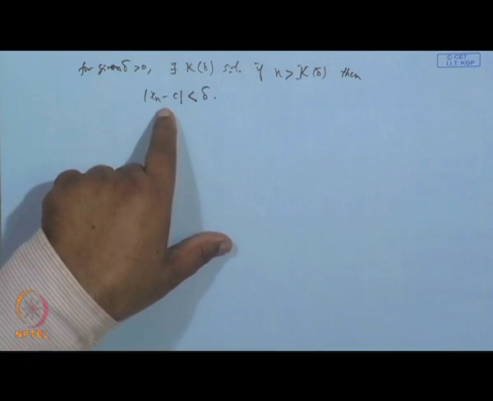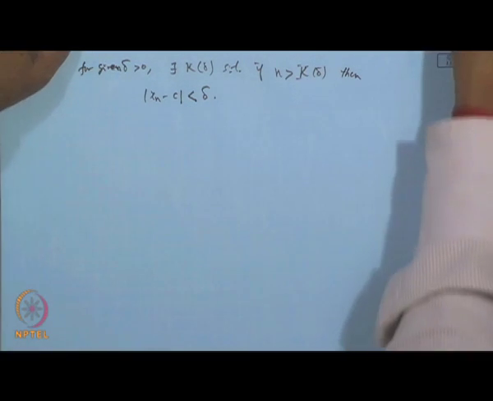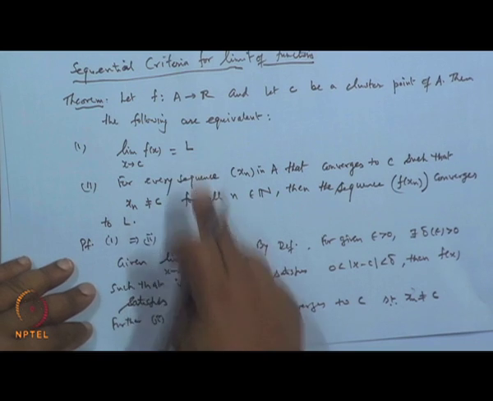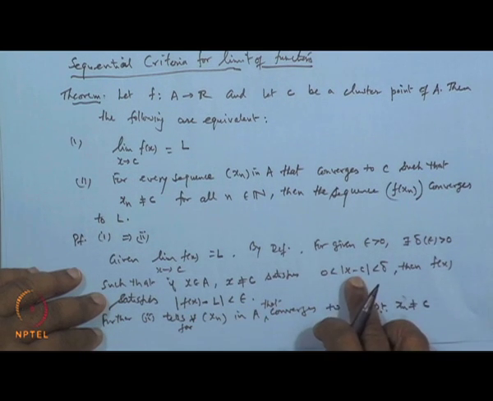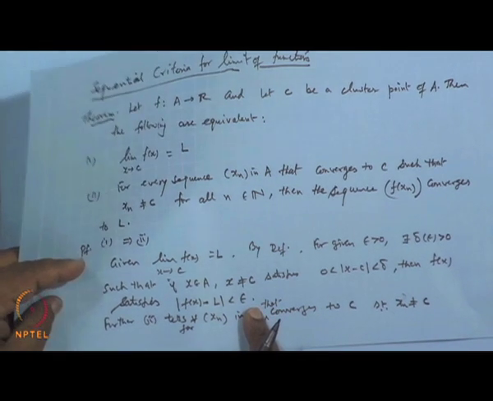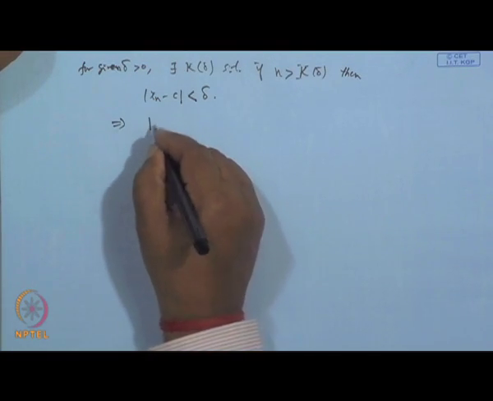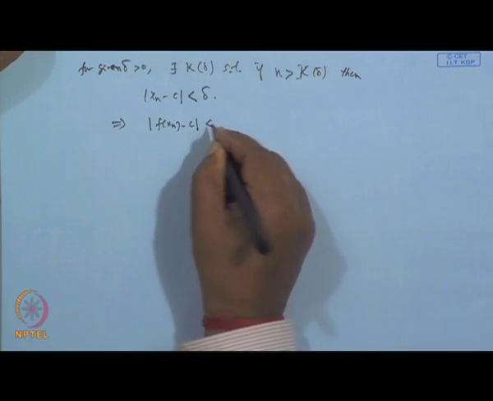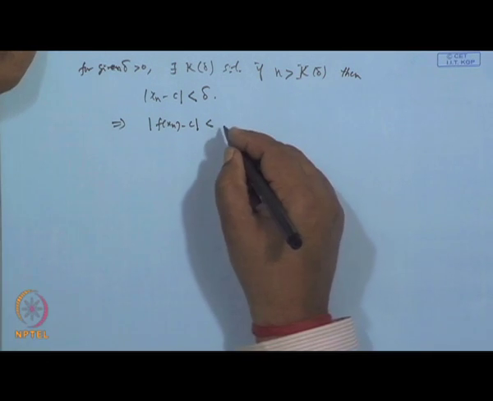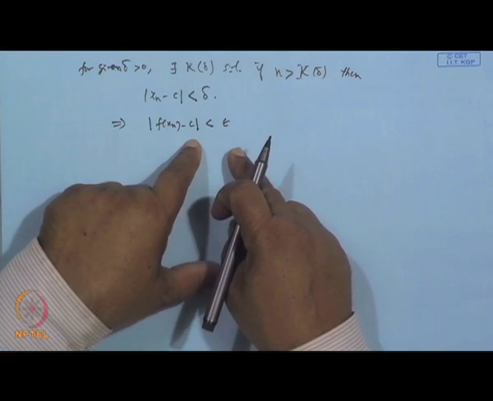Is it not? That by definition, x_n converges to C. But for this particular x_n, the result of the previous part, f(x) tends to L as x tends to C, says this condition: for all such x which satisfy this condition, |f(x) - L| < epsilon. So this x_n will also satisfy this condition. Therefore, from the previous result, |f(x_n) - L| will also remain less than epsilon. For such x_n, this will satisfy this condition.